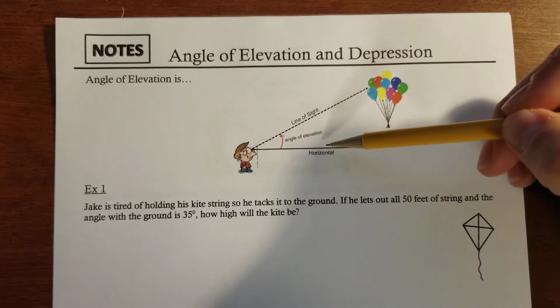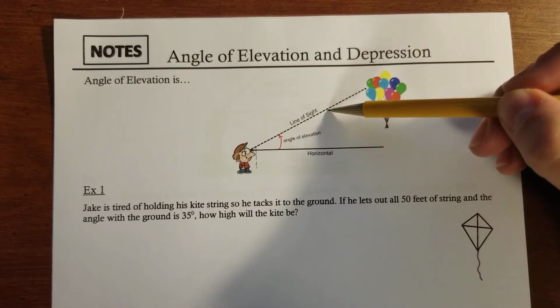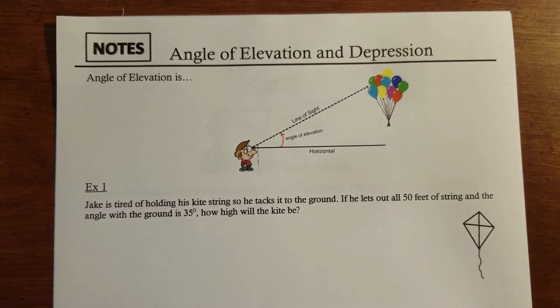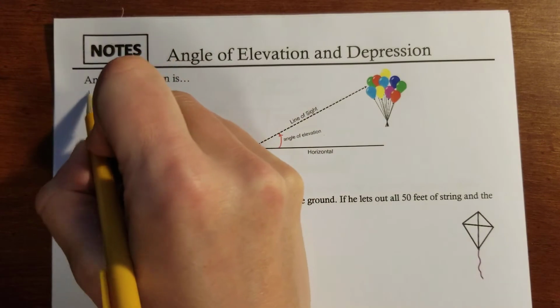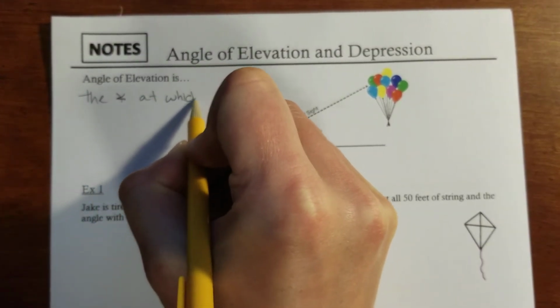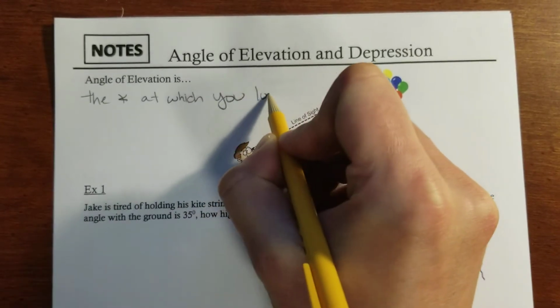And the angle that's created between that horizontal and your line of sight looking up is called your angle of elevation. So angle of elevation is the angle at which you look up.